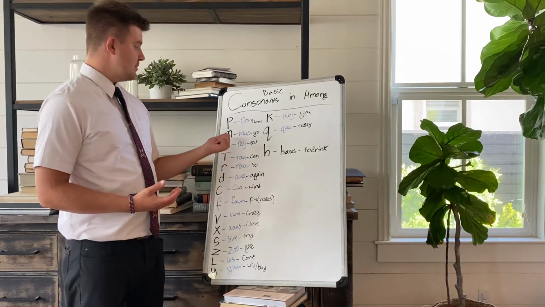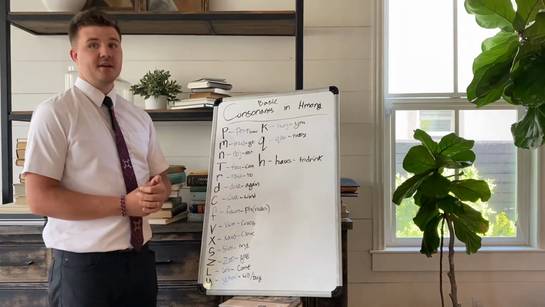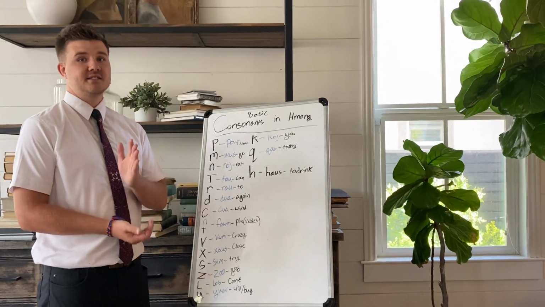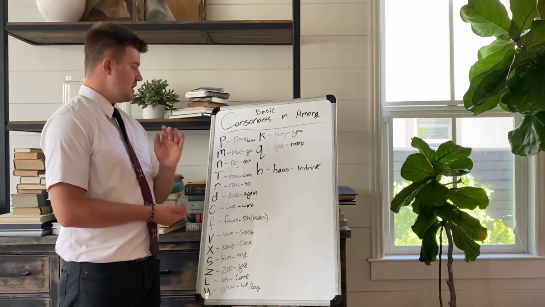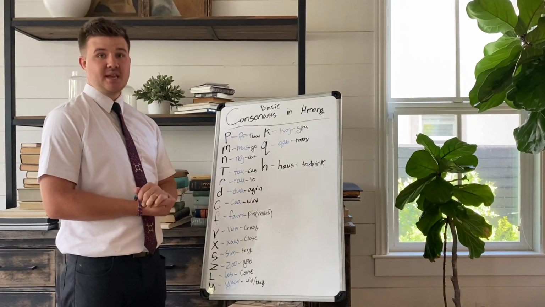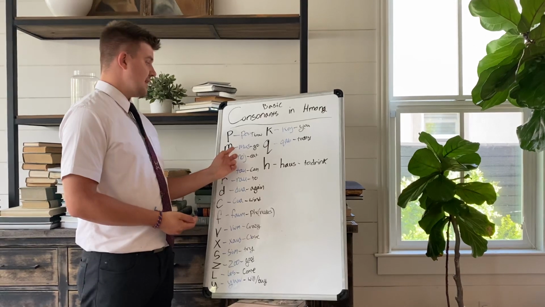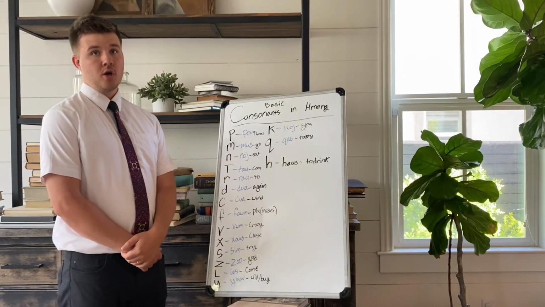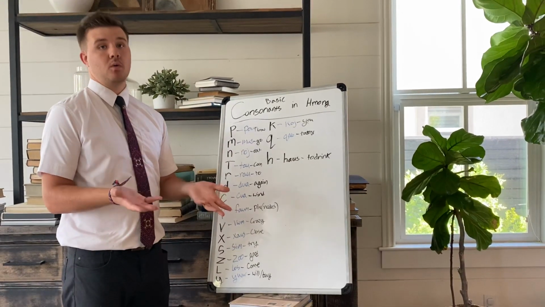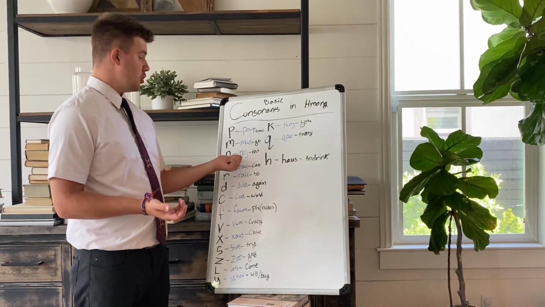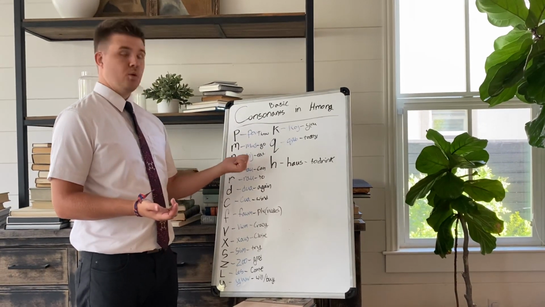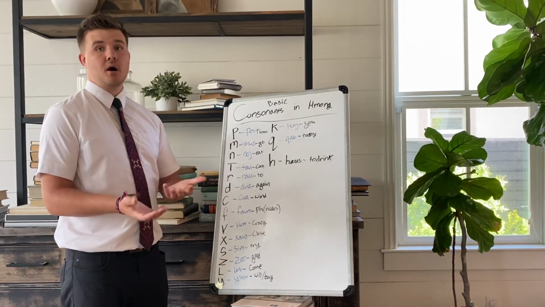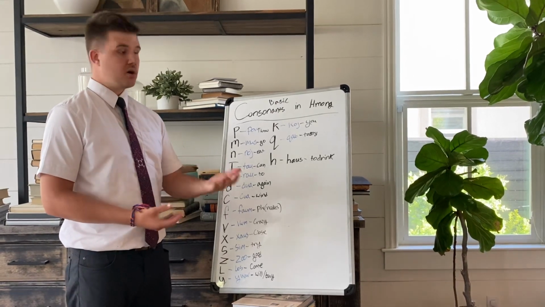Then we have the letter M and the letter N, and these are the exact same as English. M, like in the Hmong word mu. Mu, which means to go, okay? And N, like in the Hmong word na, which means to eat, na.